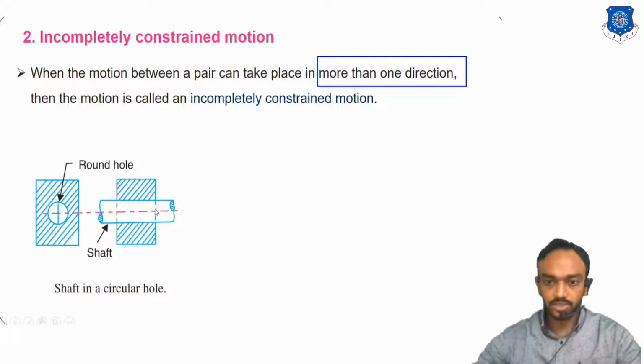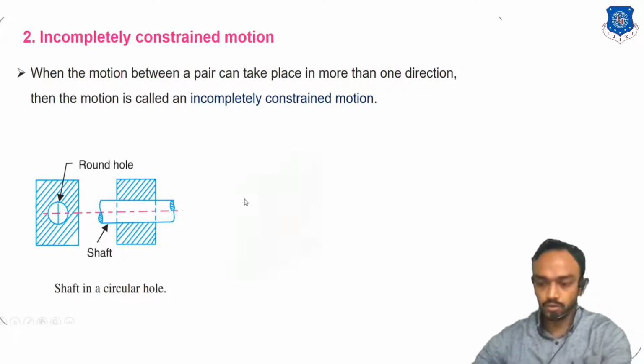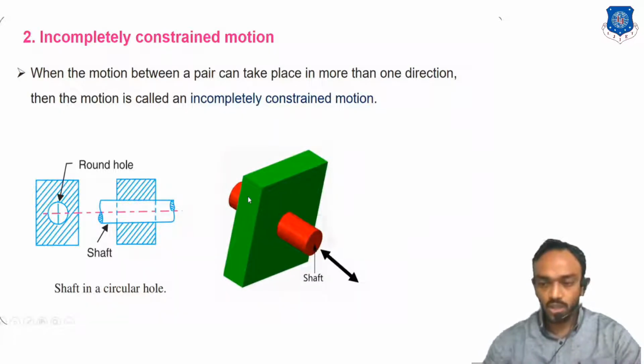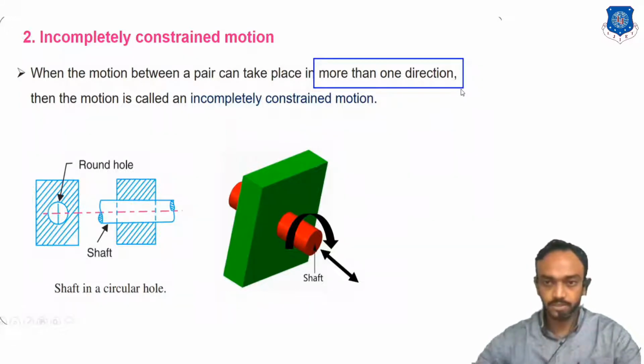Means this shaft is put in a circular hole. What will happen if you apply the force in this direction, or you try to rotate? There is a possibility of both, because it is not constrained properly. So you can see here, the shaft can reciprocate and also rotate. These two motions are possible, and that's why there is motion in more than one direction, and it is known as incompletely constrained motion.